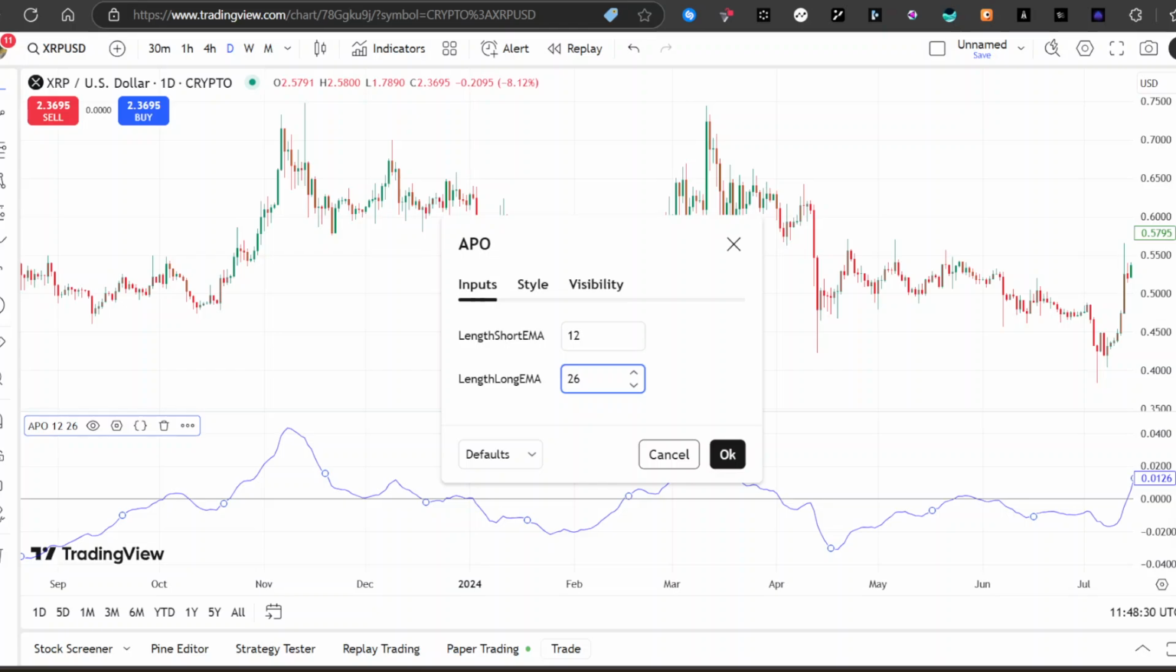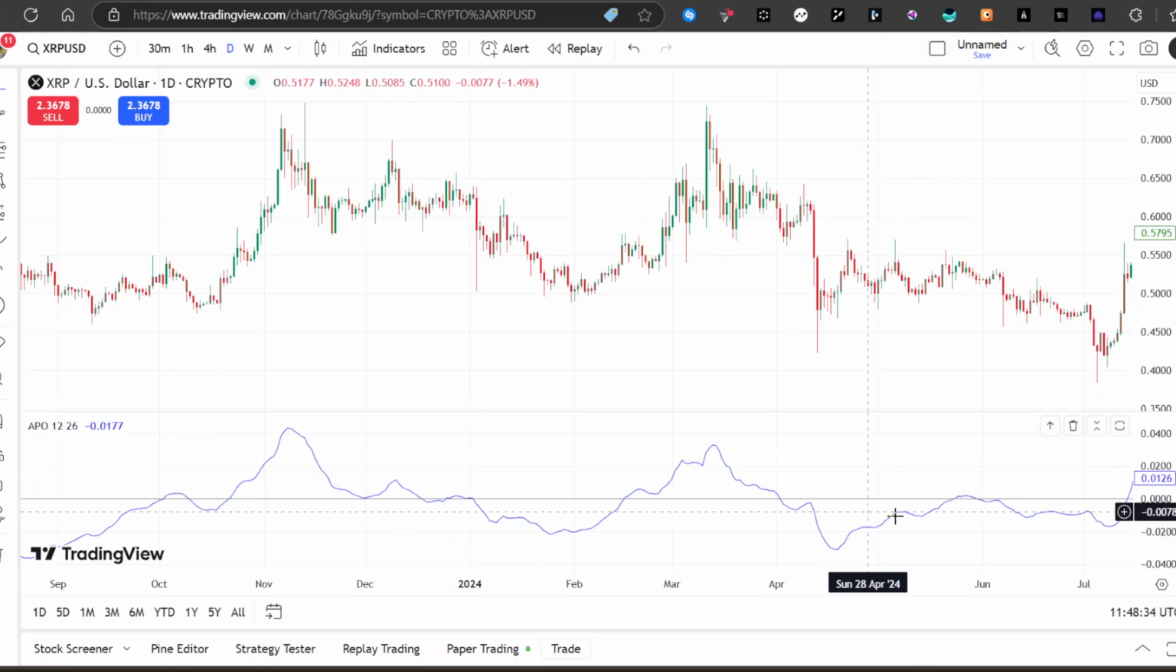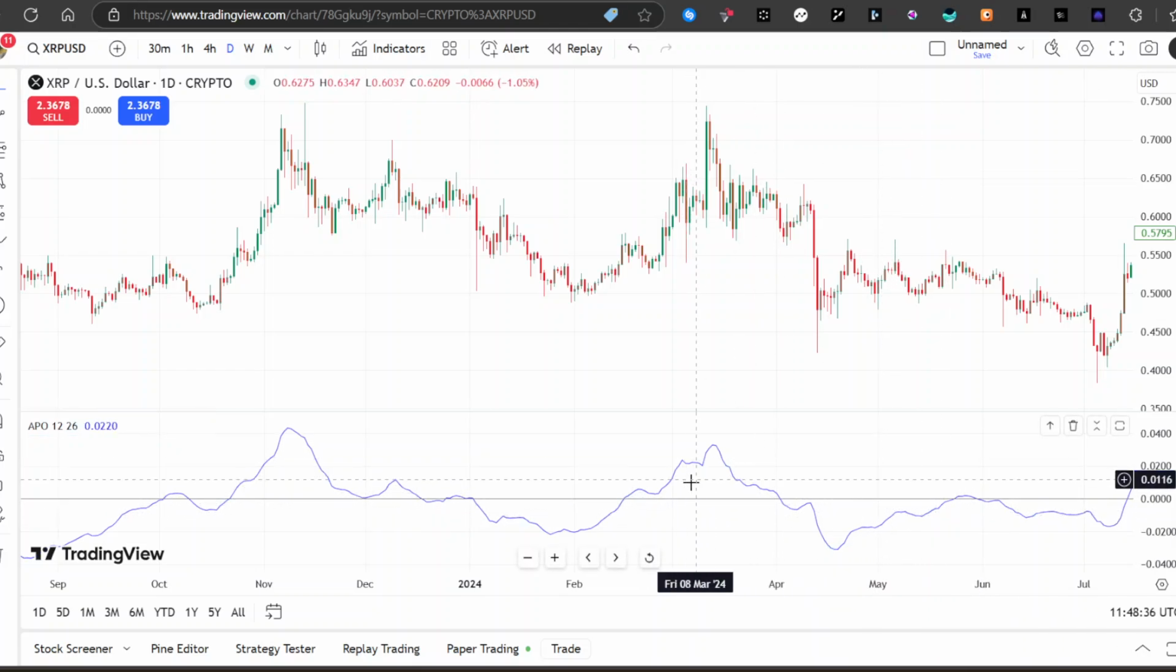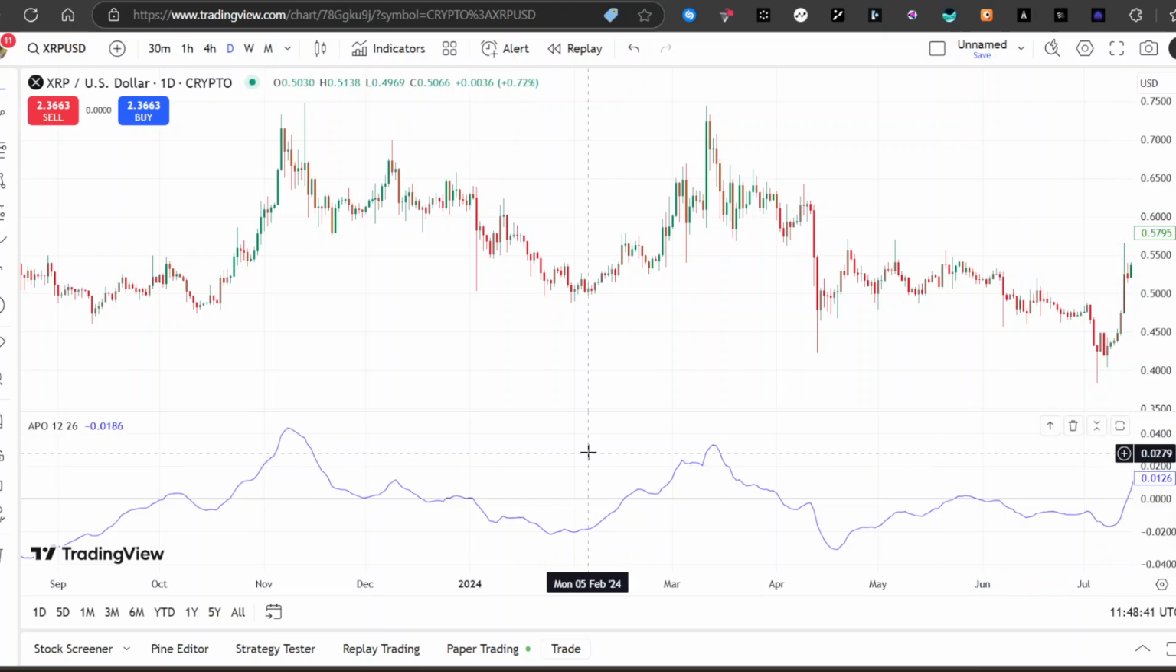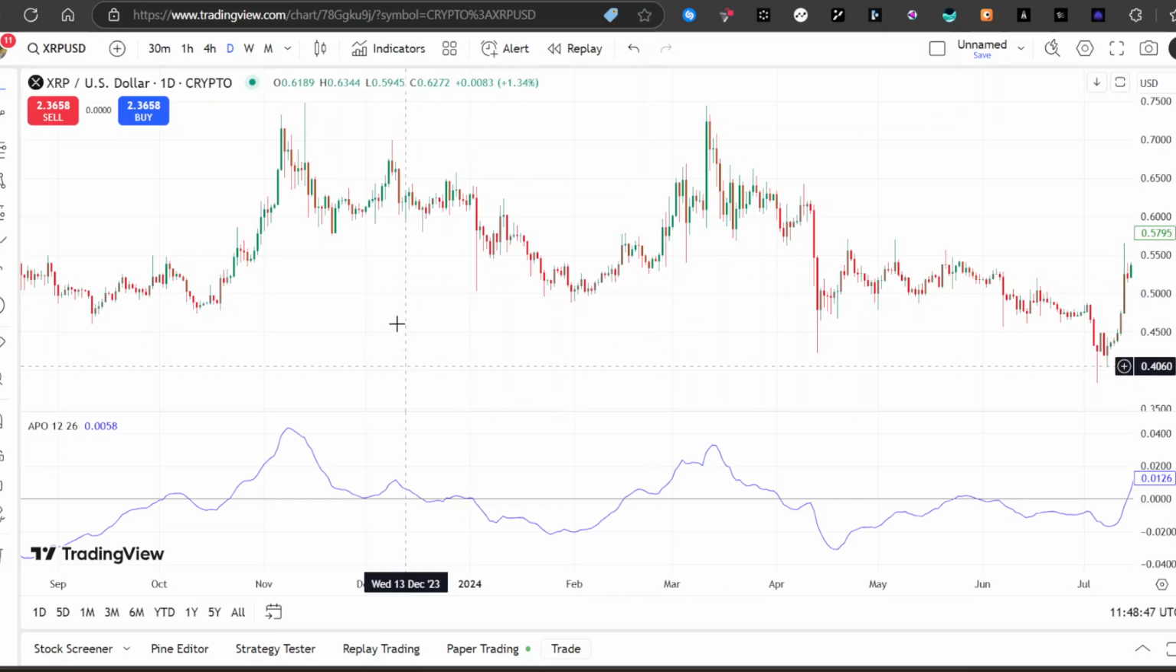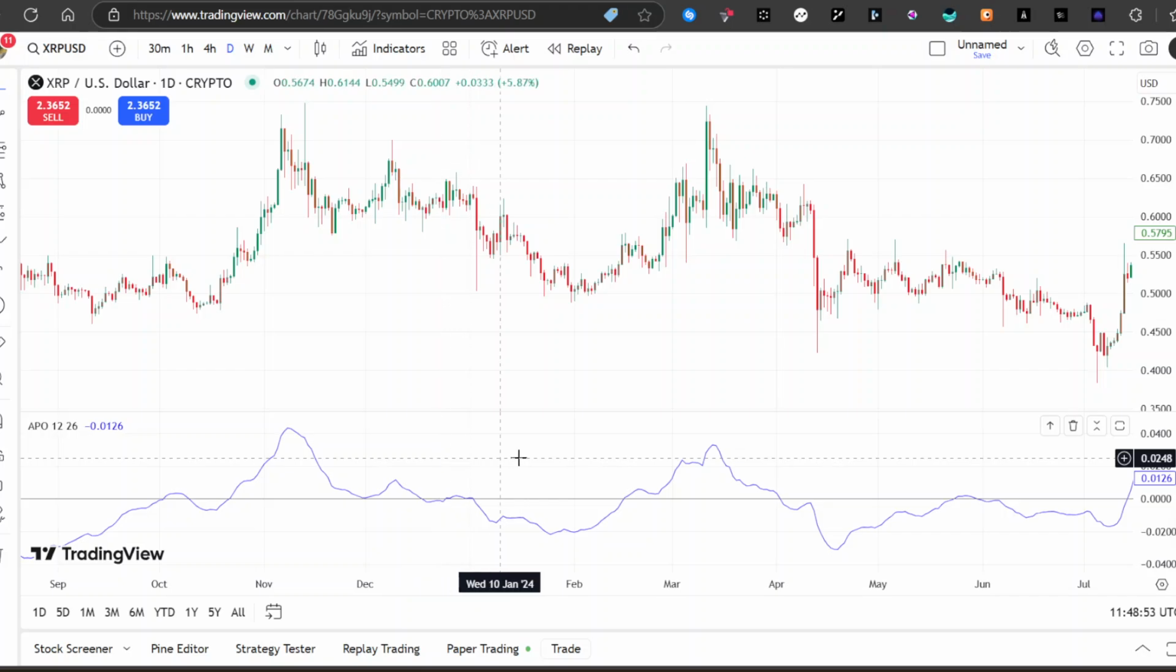And then the key to reading the APO is understanding the zero line. When the APO is above zero, it indicates upward momentum and confirms that buyers are in control. When the APO is below zero, it indicates downward momentum and the sellers are taking over. The further the APO line is from zero, like I mentioned, the stronger the trend. So a big gap between the two moving averages shows that the trend is very strong.